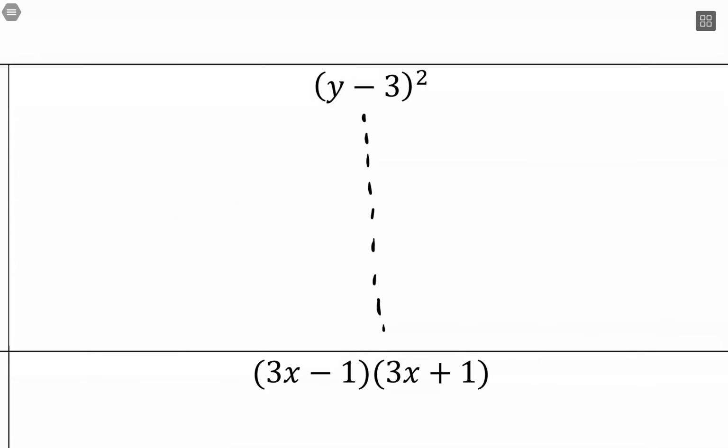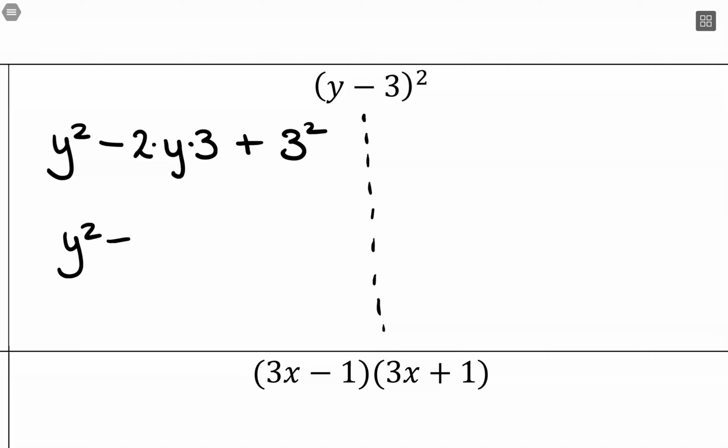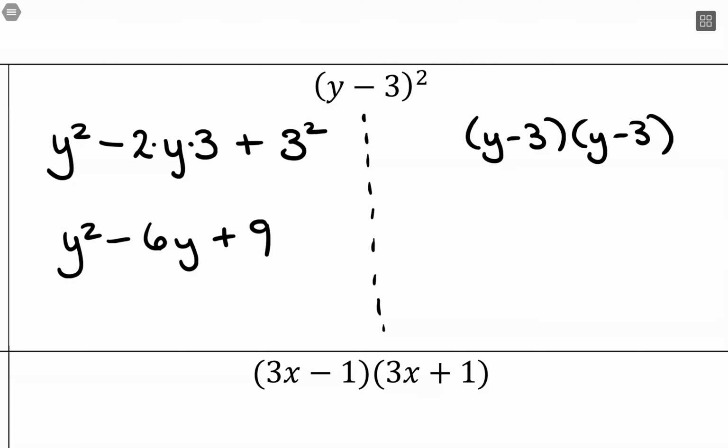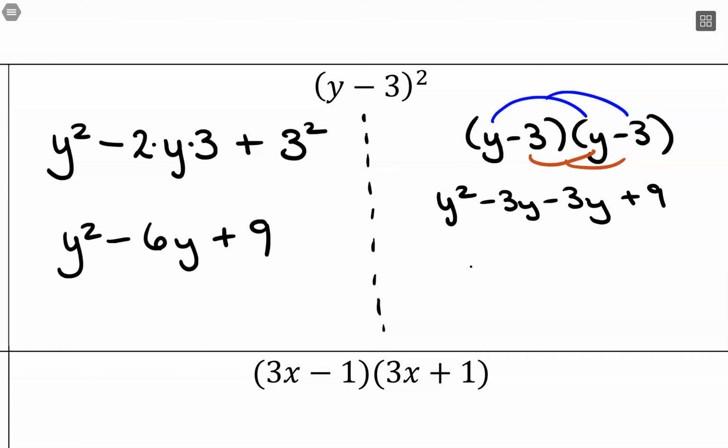If we want to apply the formula, we take our first term squared, and then because it's subtraction, you would have subtraction here, and then 2 times your first term times the last term, and then plus the last term squared. So we should be getting y squared minus 6y plus 9 with this. If we see that with foiling, we would have our two terms. We're going to do first, outer, inner, last. So you'd have y squared minus 3y minus 3y plus 9, which is y squared minus 6y plus 9.